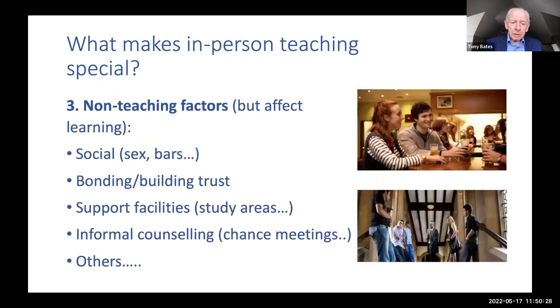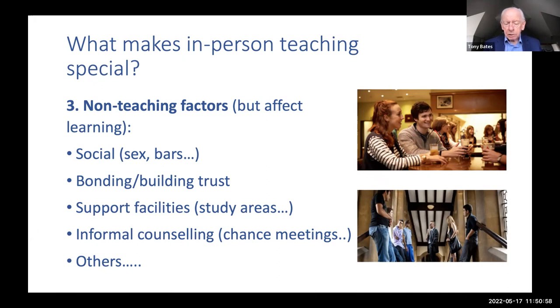The non-teaching factors, these are very important for many students. The social life of a campus is very important for many students. The bonding and building trust, as I mentioned. Support facilities, somewhere quiet to study, that's very important for a lot of students. They don't have that at home. They might have younger brothers or sisters, they might have kids running around the house, and they want somewhere quiet they can go and study.